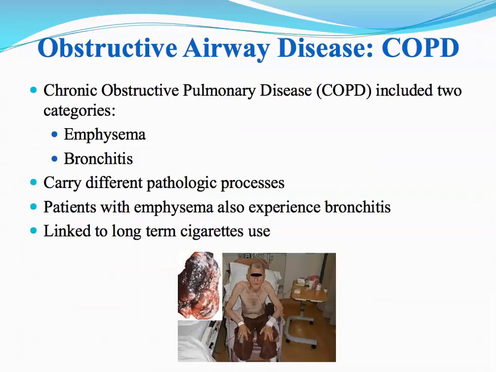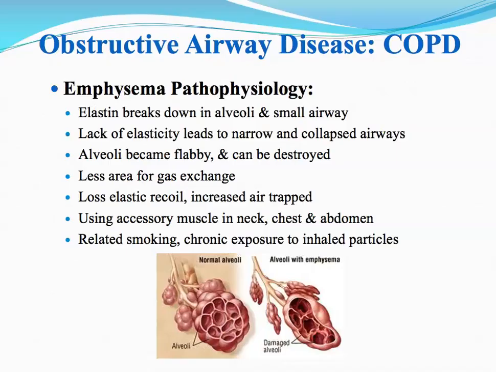As I mentioned on a previous slide, there are 2 different subcategories of COPD, emphysema and bronchitis. These are different pathologic conditions, so they have a slightly different pathophysiology. With emphysema, we have an elastin breakdown, which means that the alveoli are going to lose their recoil. They're going to lose elasticity, which is why there's a lot of air trapping. It won't be able to push that CO2 out of the lungs appropriately.